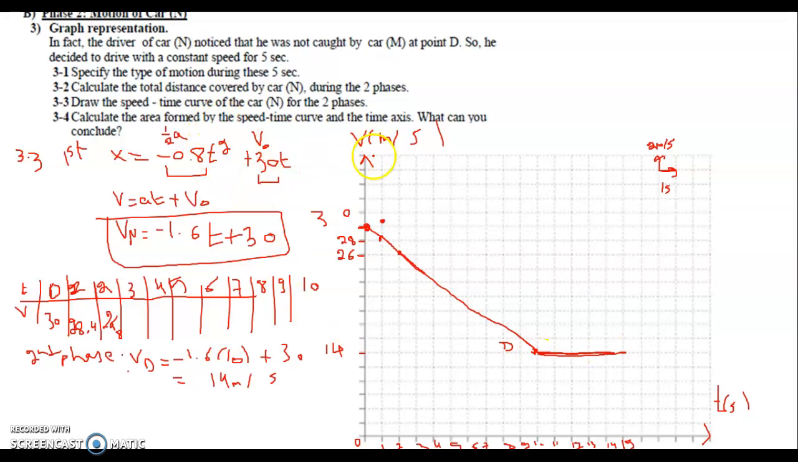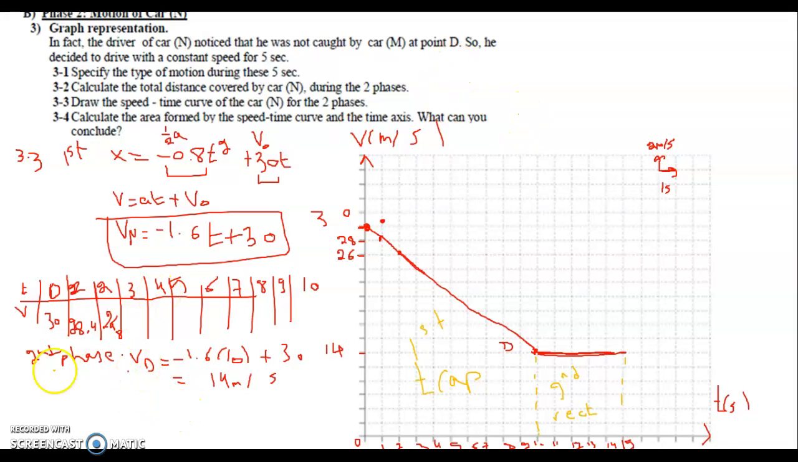Now calculate the area formed by the speed time curve and the time axis. What can you conclude? You can see that there are two phases, so we are going to divide the area into two parts. We draw a vertical dotted line in order to check the geometric shape obtained. So here we have in the first phase a trapezoid, and in the second phase, so this is for the first phase, this is for the second phase. The first one is a trapezoid, and this is a rectangle, because the sides are not equal, the length is not equal to the width.